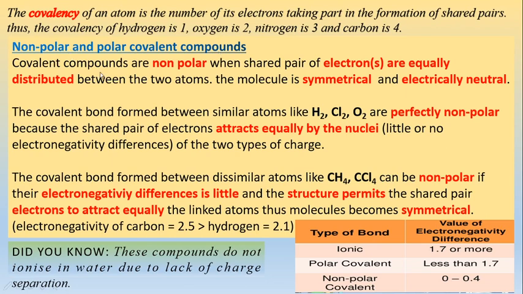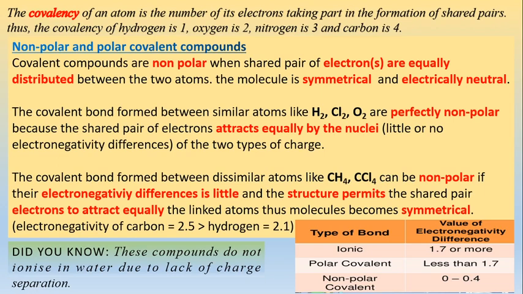Let's see. Covalent compounds are non-polar when the shared pair of electrons is equally distributed between the two atoms. The molecule is symmetrical and electrically neutral. You should note that the molecule is symmetrical and electrically neutral. So when I say that a compound is non-polar, it means the shared pair of electrons is equally distributed, whether they are sharing one pair or two pairs of electrons, but the electrons are equally distributed between the two atoms. They should have equal energy among themselves.